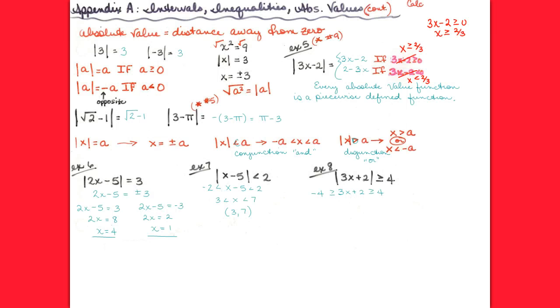So again, for this guy, we're going to use our little shortcut. We're going to copy exactly what we had without the absolute value, copy that same sign over on the other side, and copy the opposite of that number. So copy exactly what we have, same sign, opposite number.